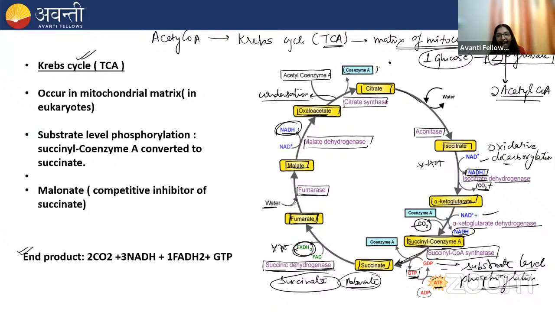This cycle is only for 1 molecule of acetyl-CoA. So the Krebs cycle has to run twice, because 2 molecules of pyruvate form 2 molecules of acetyl-CoA. So you have to multiply this reaction by 2. I hope it is clear now.